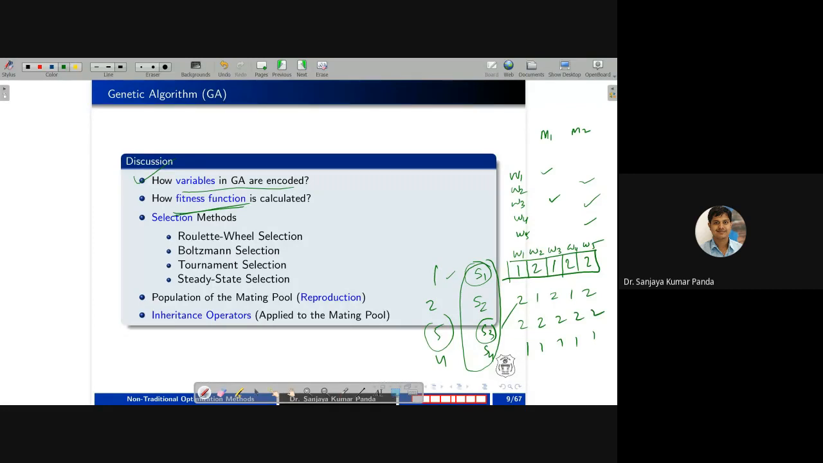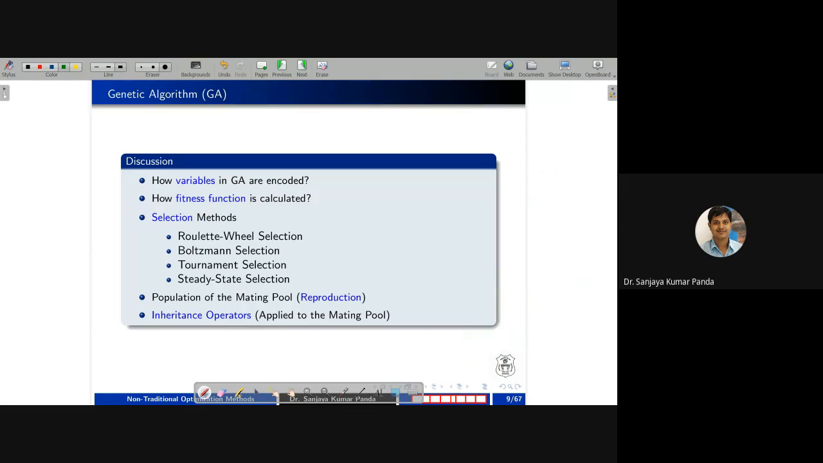Now, in the case of genetic algorithm, we also have a couple of selection methods through which you can select some chromosomes and discard others based upon the fitness value or different methods. Some of the popular methods are roulette wheel method, Boltzmann selection, tournament selection, and steady-state selection. We'll discuss these methods through a numerical example.